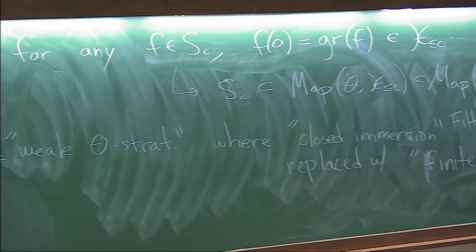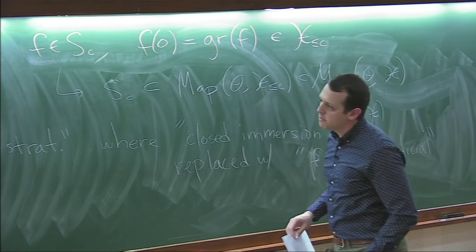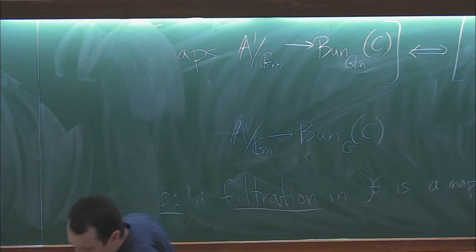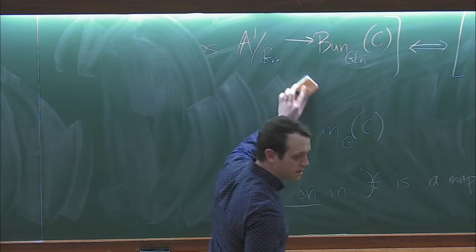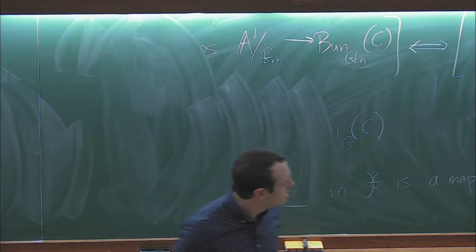So in characteristic 0, it's automatic that any weak theta stratification is a theta stratification, but in positive characteristic, and this is to get around the failure of Barron's conjecture, for instance, for G bundles over a curve in positive characteristic, the structure you get there isn't really a theta stratification because those maps from the strata aren't closed immersions, they're only finite radicial.